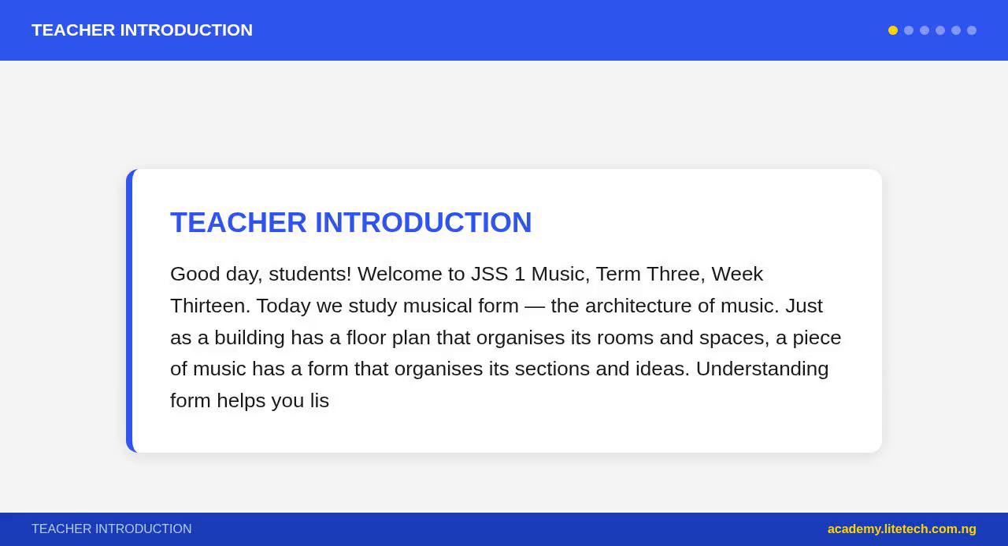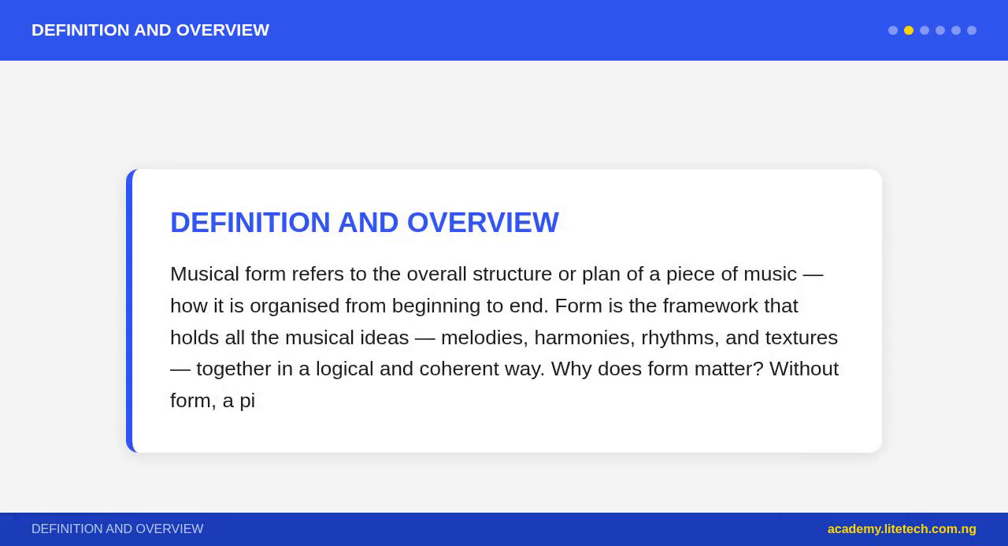Musical form refers to the overall structure or plan of a piece of music, how it is organized from beginning to end. Form is the framework that holds all the musical ideas, melodies, harmonies, rhythms, and textures together in a logical and coherent way. Why does form matter? Without form, a piece of music would be an endless stream of unconnected ideas, confusing and unsatisfying to listen to. Form creates expectation, contrast, and resolution, the same satisfactions we get from a well-told story with a beginning, middle, and end.